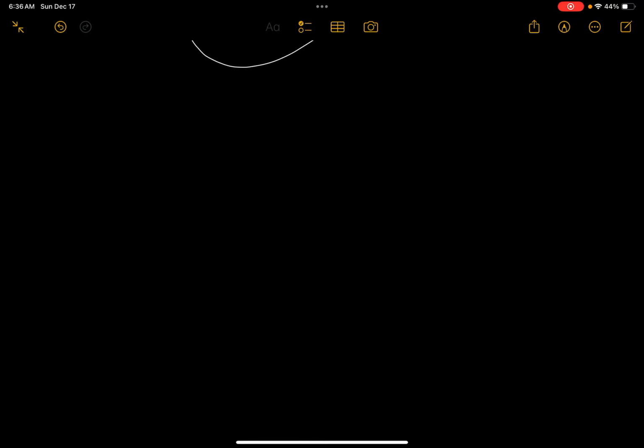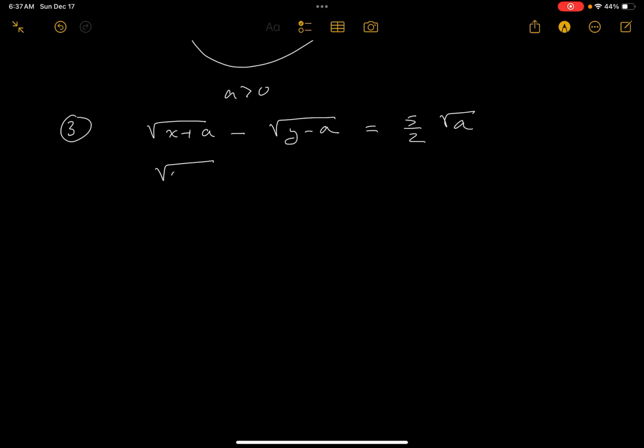So again, this is number 3. And number 3, again, I'm looking at a system of equations. The root of x plus a, again, a is greater than 0, by the way, and then minus the root of y minus a is equal to 5 over 2 square root of a. Over here you get the root of x minus a, and then minus the root of y minus a, and that equals 3 over 2 root a. All right, let's take a look at it.